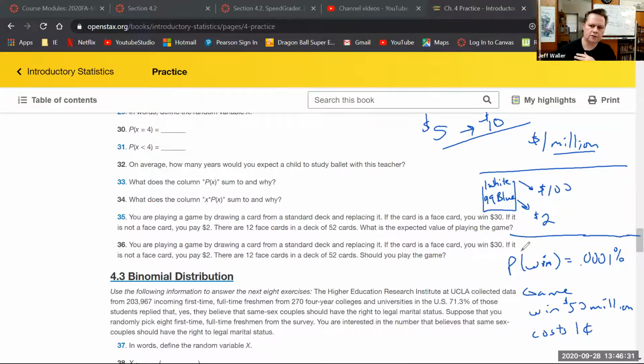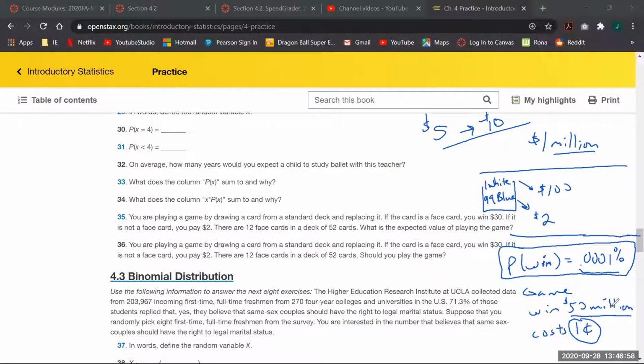So if I had just stopped right here, I think a lot of you would have said, I'm never going to play that game. That's almost impossible to win. But if it costs a cent and you might get $50 million if you win, I'm going to throw a few pennies at that game. Do you guys understand? The chance of you winning is so small, but the amount of money you lose is also very small.